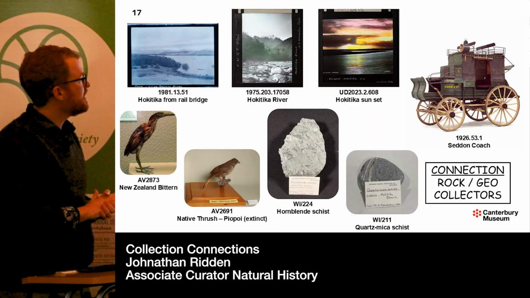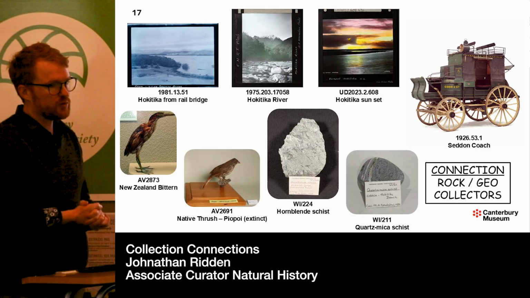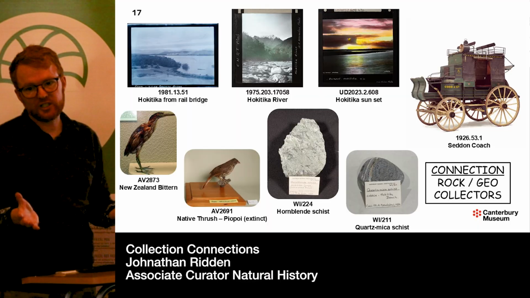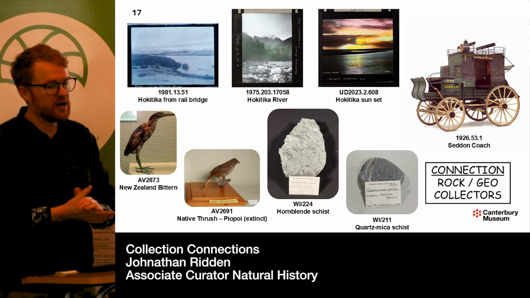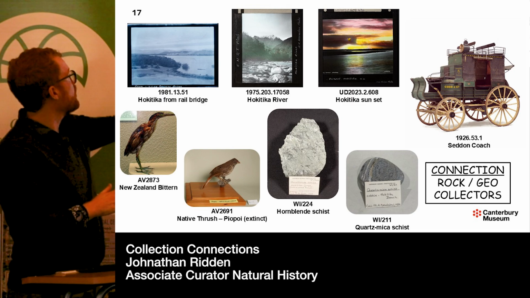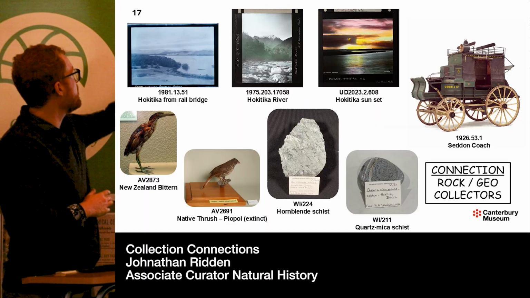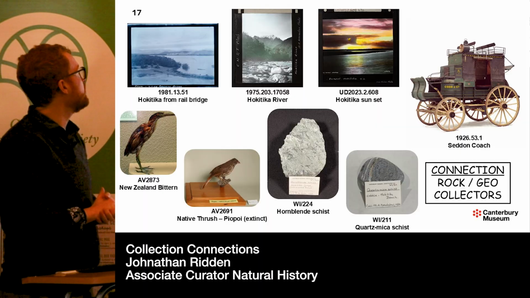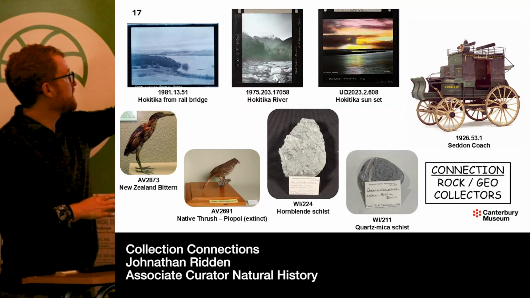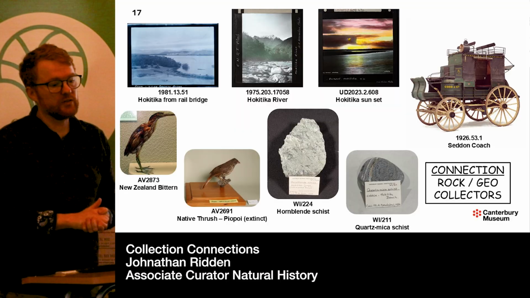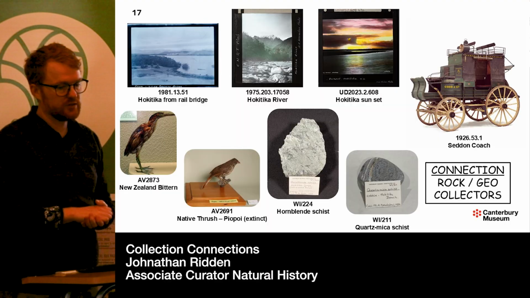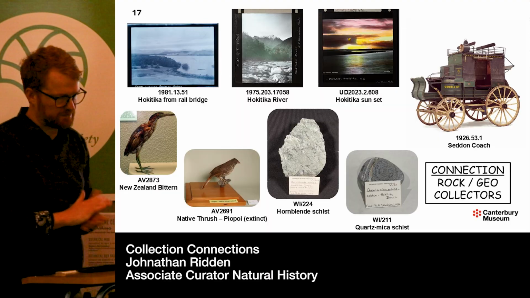So Hokitika is a really interesting place. It's one of the well-known South Island West Coast localities. It's got an interesting geological history, being just on the side of the Southern Alps, and a very scenic area, which can be profiled from some of these images. So here we've got a photo of the early Hokitika from the railway bridge. And then in the one beside it, we've got a photo of the Hokitika River, which is a significant river which is home to lots of different geology, including pounamu.